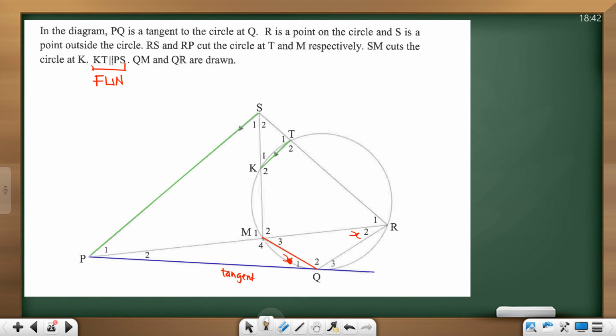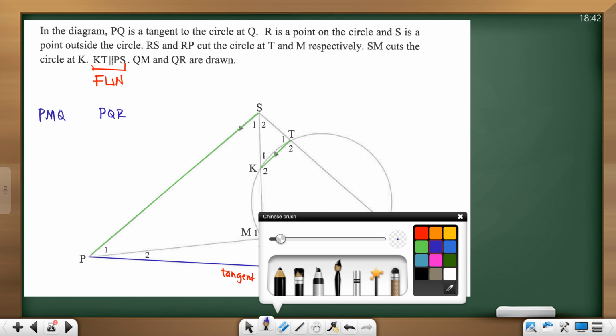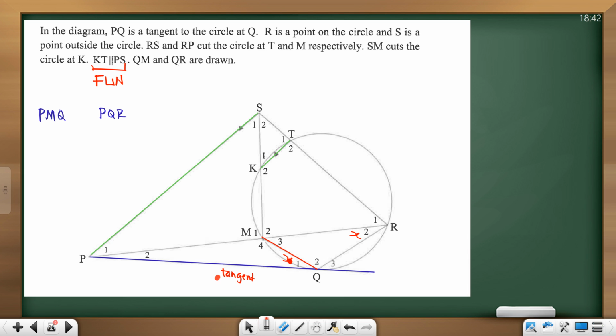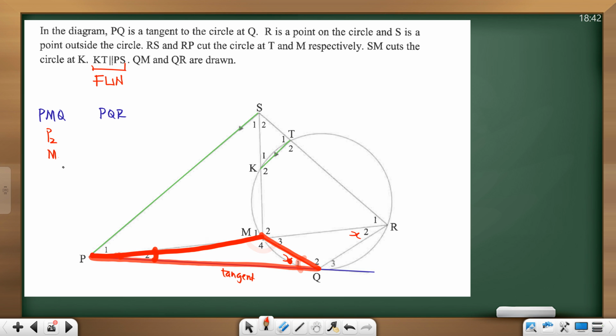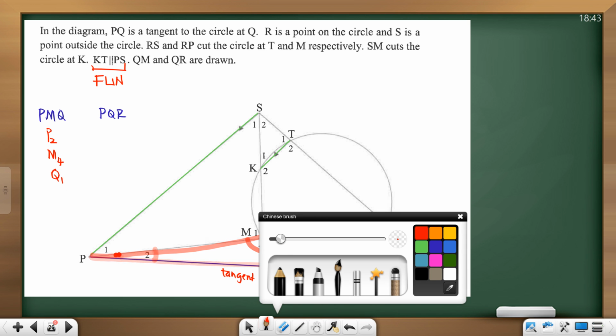P, M, Q. Let's list it here so we don't have to go forth and back. P, M, Q, and what? P, Q, R. Come everybody, I'm going to highlight it for visibility. P, where's P? M, Q. All right. What do you see? P, it's P2, M4, Q1. So I'm going to write it out. P2, M4, Q1.